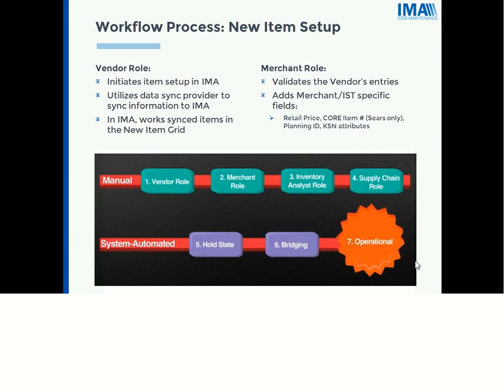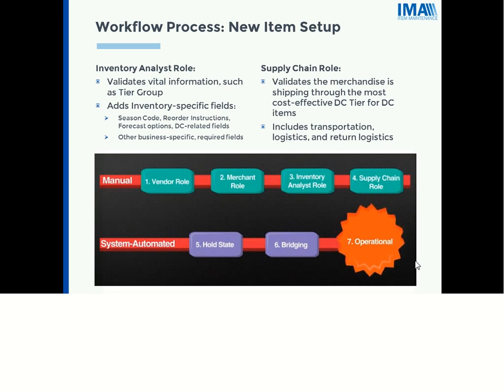Now the merchant role, that's where it will go to after the vendor. So merchant is also the same thing as the buyer. We kind of use merchant and buyer interchangeably. So it's going to go to the merchant role after the vendor. They validate some of your entries. They add some specific fields, buying team fields such as retail price, core item number, and KSN attributes. After them, it will go to your inventory analyst. They will validate vital information such as the tier group, and they add inventory-specific fields.